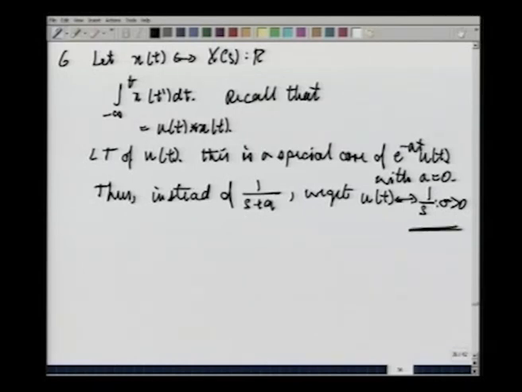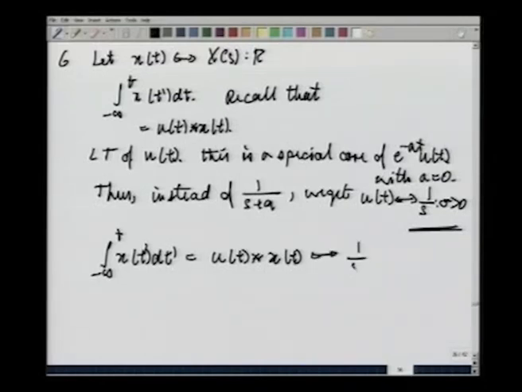So, this is what we know about u(t). U(s) you can call it now, because it is the Laplace transform. So, now we say that the integral from minus infinity to t of x(t') dt' equals u(t) convolved with x(t), which transforms to 1 by s times X(s).